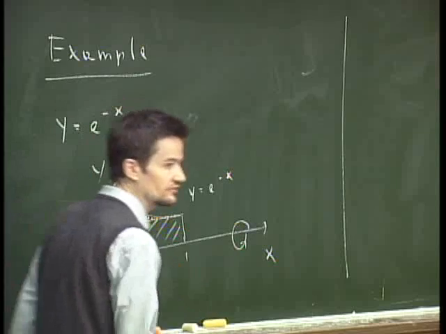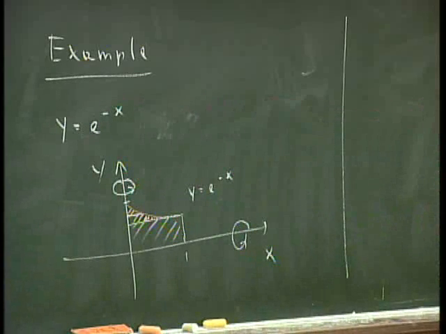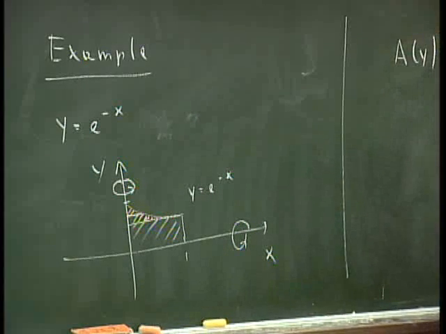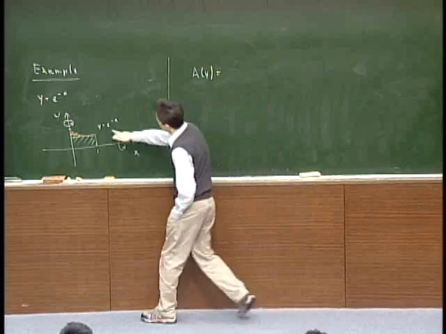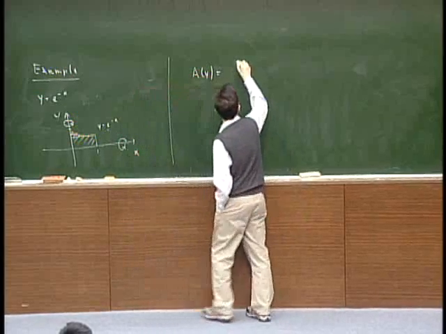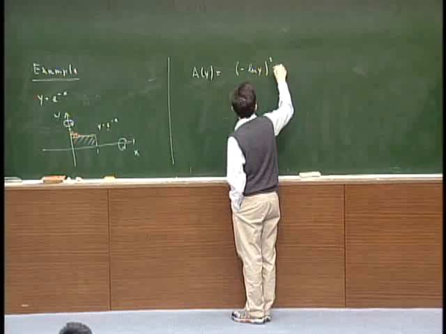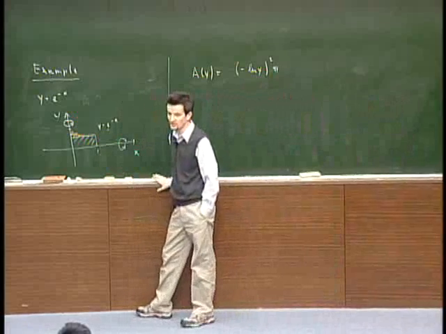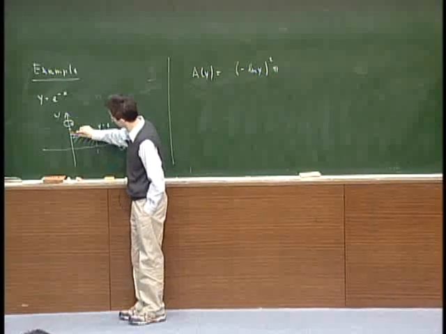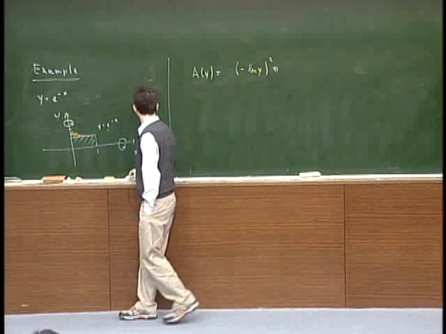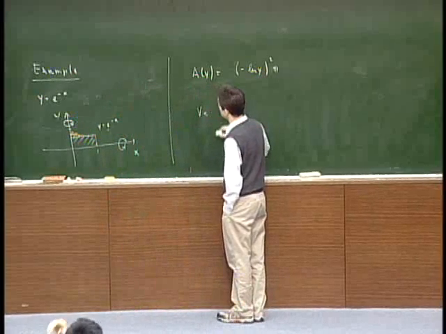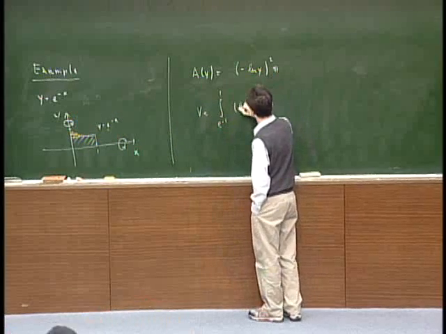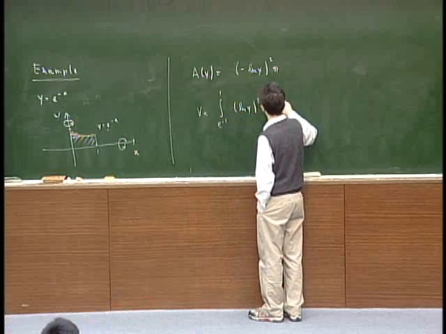This is a cross section, and the cross sections again are disks in this case. The cross section now with respect to y is equal to, you have to solve this first for y, so minus ln y squared times pi. And if you compute the volume of the solid by rotating the orange area about the y-axis, the volume is equal to the integral from e to the minus 1 to 1 of (ln y) squared pi dy.